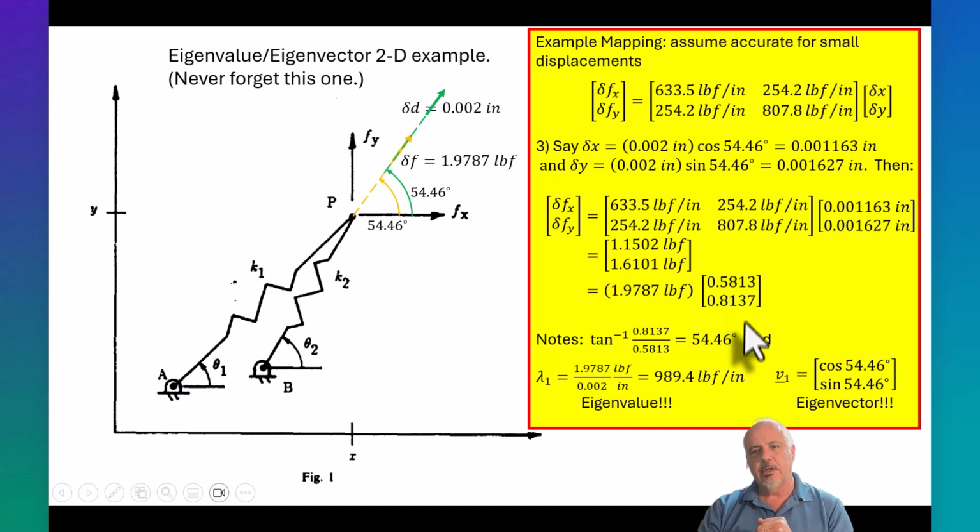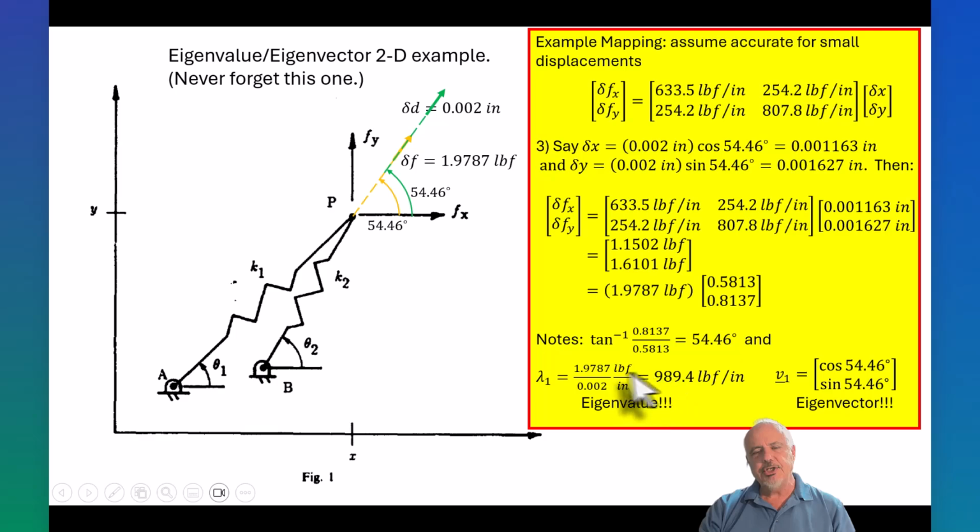and then I unitize, normalize, and get my unit vector. And then look at this. When I take the inverse tangent of 0.8137 divided by 0.5813, I get 54.46. So the change in force direction is perfectly aligned with the displacement direction.